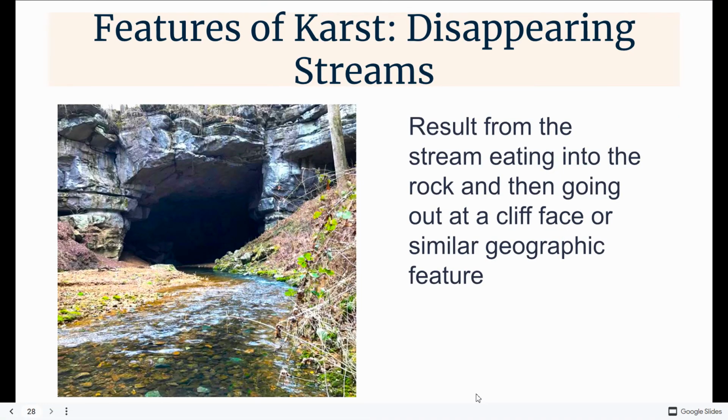And then finally, we have the disappearing streams. These are the streams, again, that flow into some type of opening. Sometimes it's large like this and you can tell what it is. Other times it's just a very subtle opening that you may not even know is an opening, and it just looks like the stream disappears. It's going to go into the cave here, and it will eventually flow out somewhere else, typically on a cliff face or possibly even another cave opening at the other end.